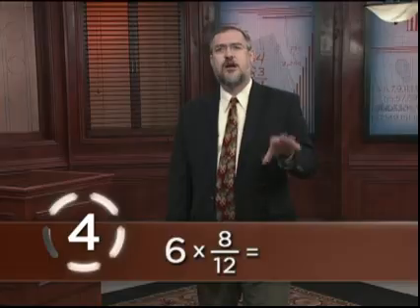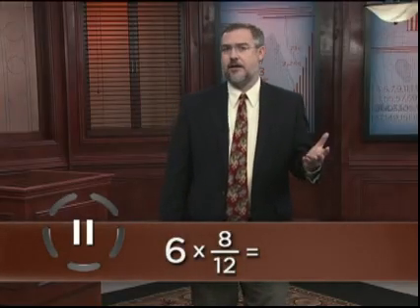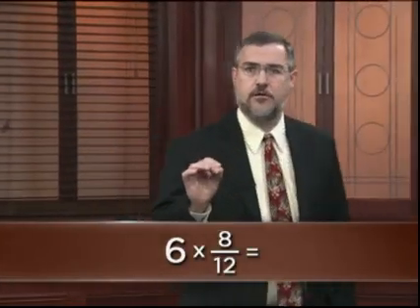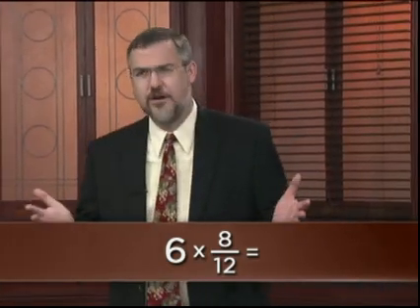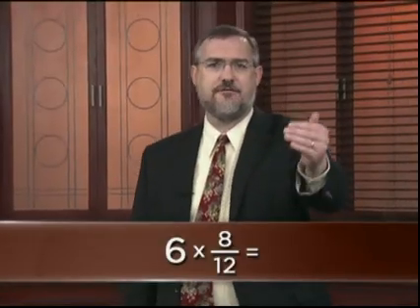Now, let's try another one. Let me suggest you try this, the same idea. Let's multiply the whole number 6 times the fraction 8 over 12. Okay, let's look again at the problem and let's see what we have. We have a whole number, the 6, being multiplied by a fraction. Okay, what did we do in the previous example? We rewrote the whole number as a fraction.